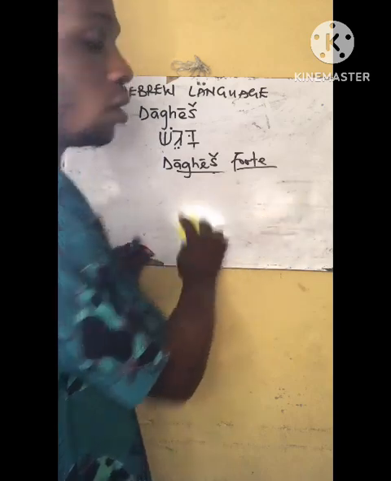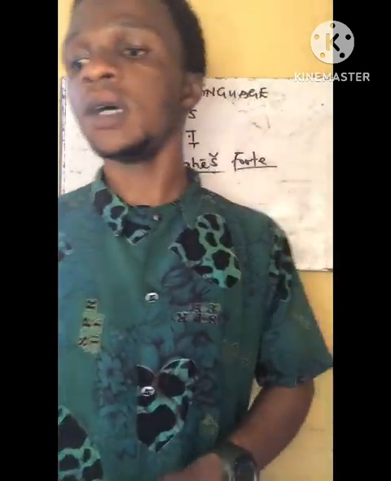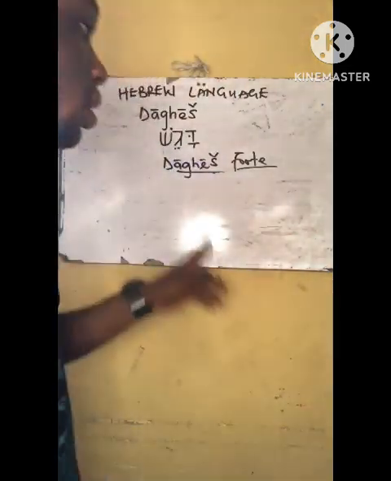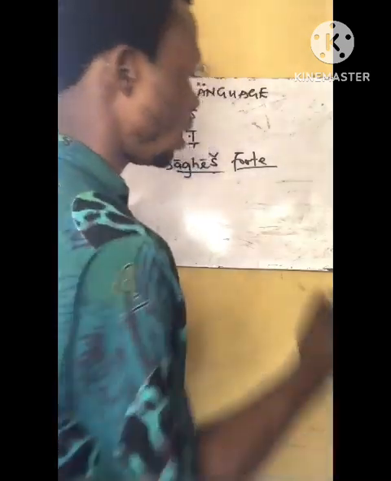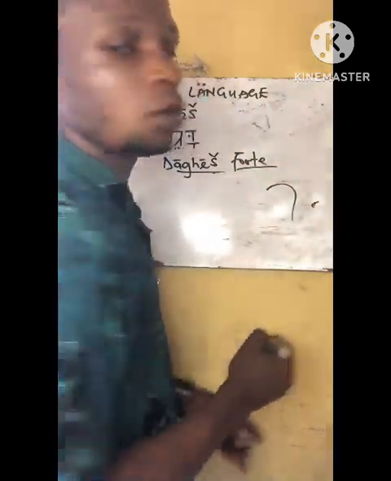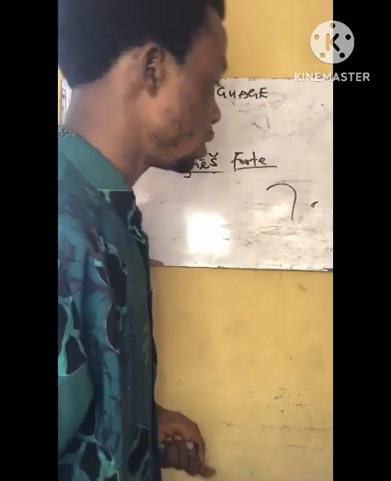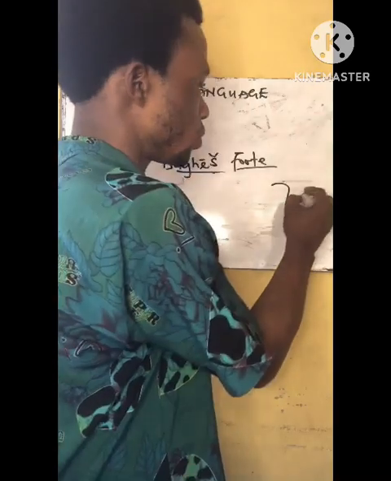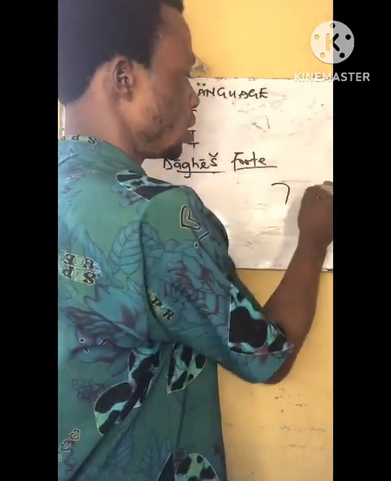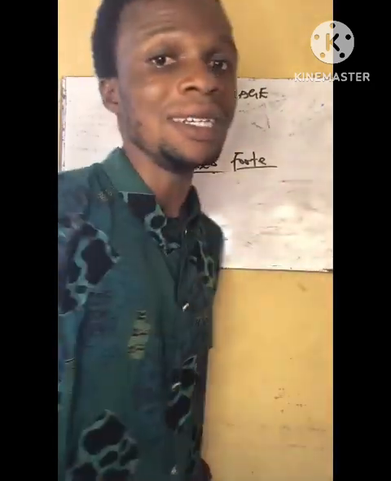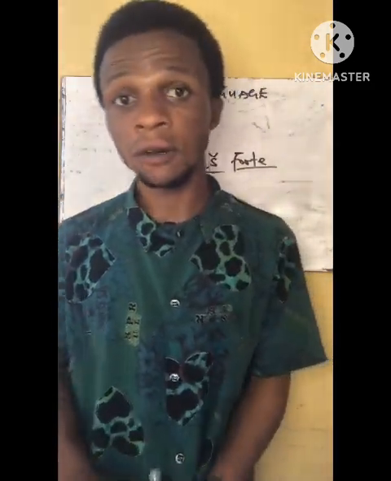So now let's proceed on this wonderful topic. So now let's delve into the rules of Dāghēš fault. Now, in addition to that, the guttural letters and the letter Resh. Resh cannot be Dāghēš as well. Resh cannot be Dāghēš for some reason. The letter Resh cannot take the Dāghēš fault in itself.